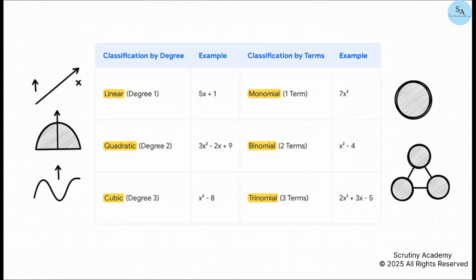That's it. Now, this chart shows how we talk about polynomials. We basically classify them in two ways. First, by degree, and that's just a fancy word for the highest exponent you can find. A degree of 1 is linear, 2 is quadratic, and 3 is cubic. Simple enough, right? The other way is just by counting the terms. 1 term is a monomial, 2 is a binomial, and 3 is a trinomial. It's all just vocabulary to name what we're looking at.